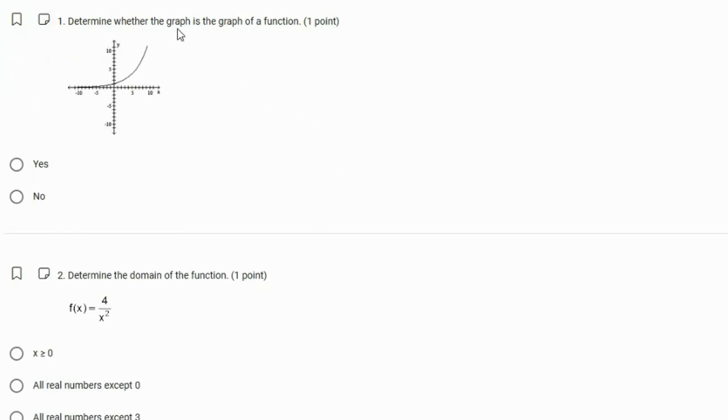Determine whether this graph is the graph of a function. Oh, there it is. We don't have the equation, but you have a graph. And remember, with a graph, you can do the vertical line test. Is there only one y for each x? Or if you draw a vertical line, will it touch the graph twice?